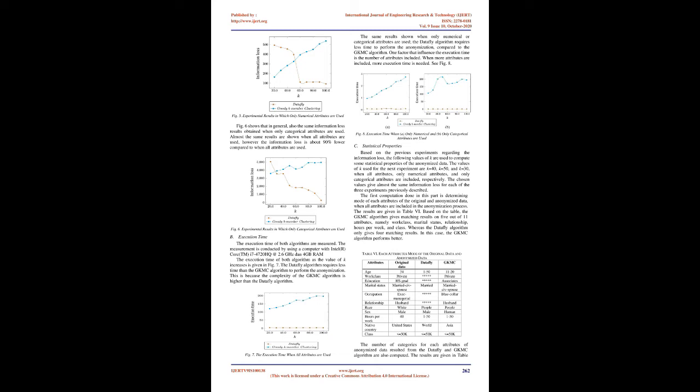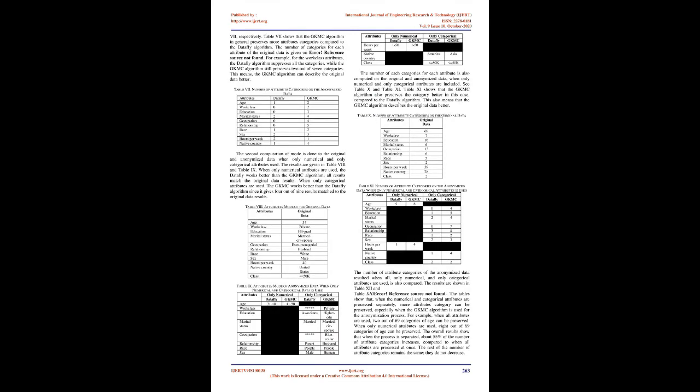When the GKMC algorithm is used, the increase of the information loss is almost linear. The GKMC algorithm performs better when the value of k is low, 20 to 50. As the value of k increases, the Datafly algorithm performs better. Table V shows some examples of the anonymization results with k equals 20, when the GKMC algorithm is used, and with only categorical attributes included.